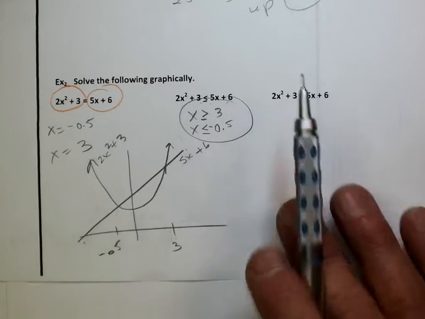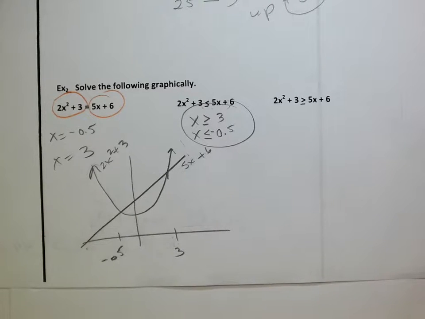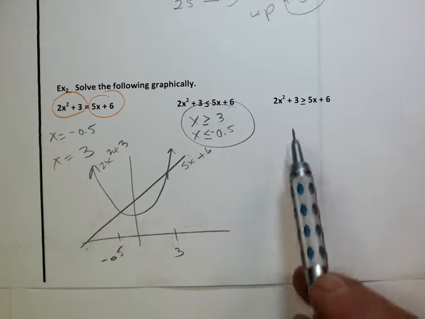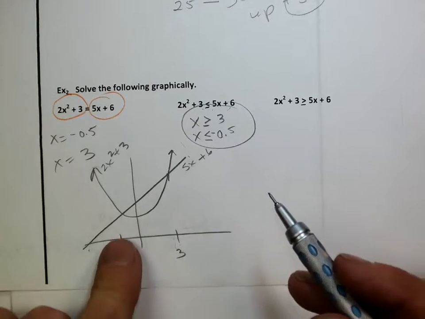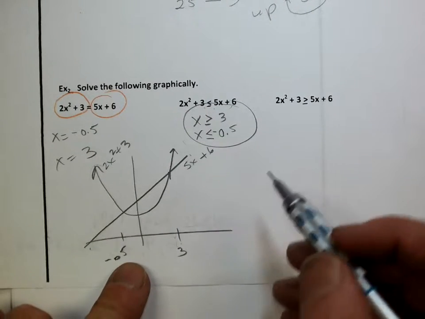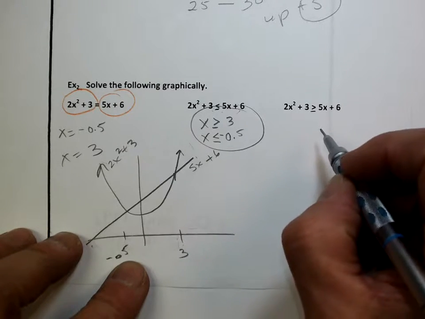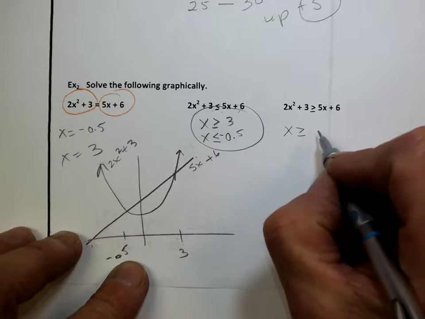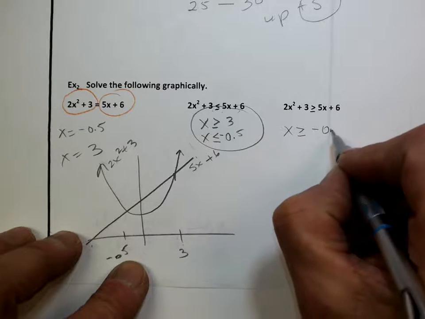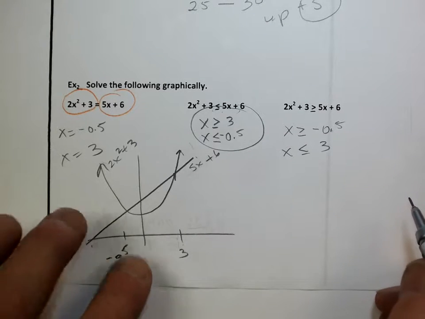So the next thing says, when is the parabola less than the line? So when is the parabola less? So when is the parabola below the line? Between negative 0.5 and 3. Right. So I could write it in a couple of ways. I'm going to write it in 3 different ways. So when x is greater than or equal to negative 0.5, or when x is less than or equal to 3, right? But you could write that as one statement.